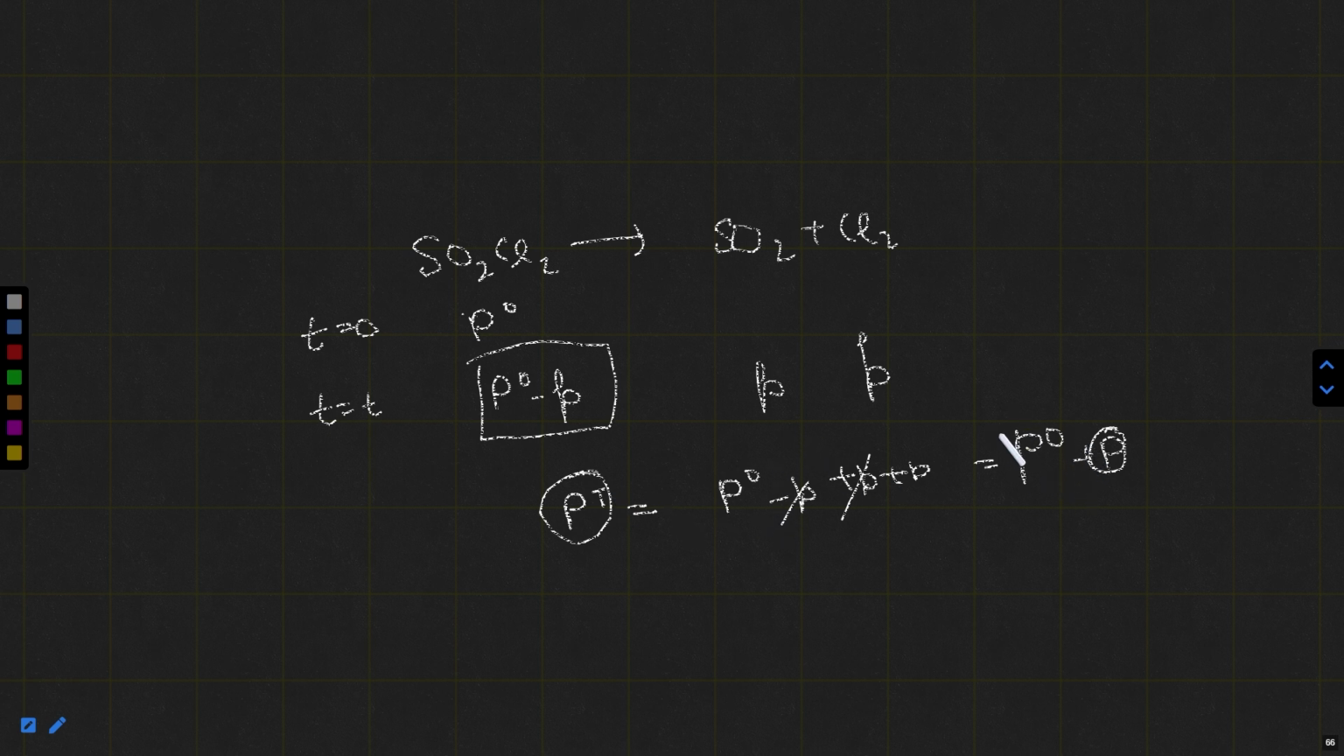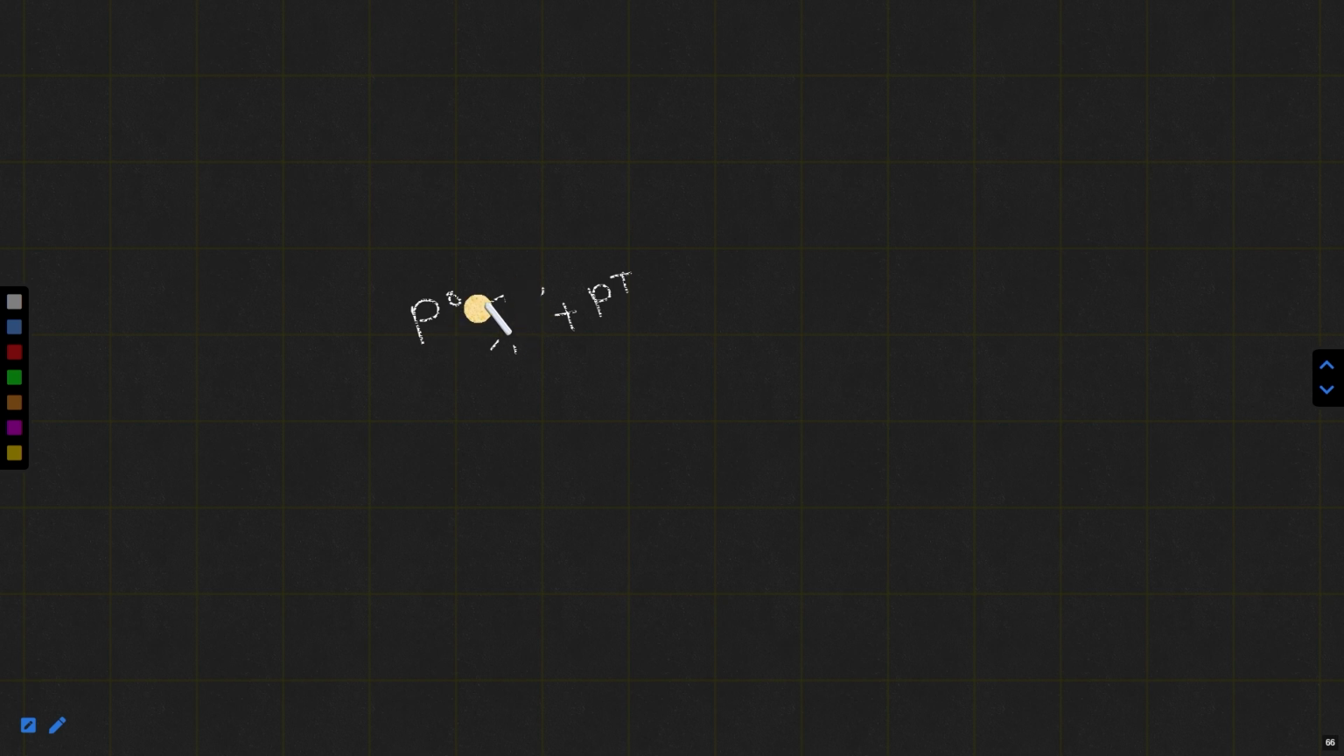Now at last, we have substituted this P naught minus p by this value. So p will be equal to PT minus P naught. That would give you 2 P naught minus PT. So this is our concentration at time t.